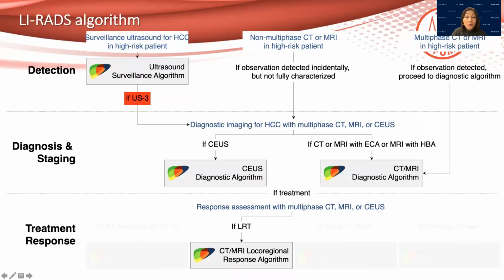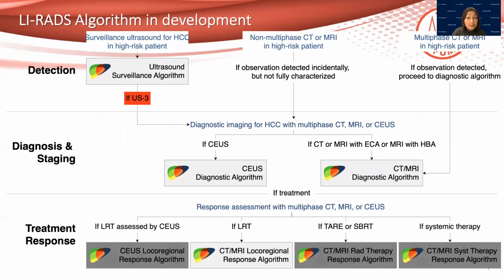We currently have 4 different algorithms, including the ultrasound surveillance algorithm, CEUS diagnostic algorithm, CT-MRI diagnostic algorithm, and CT-MRI local regional response algorithm. Currently, the CEUS local regional response algorithm, CT-MRI radiation therapy response algorithm, and CT-MRI systemic therapy response algorithm are in development.